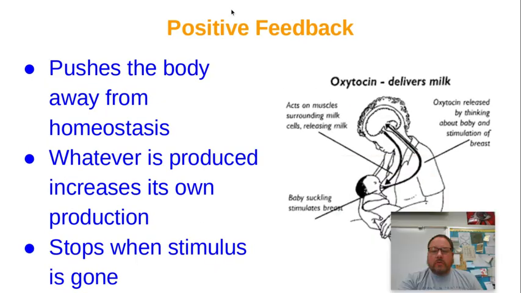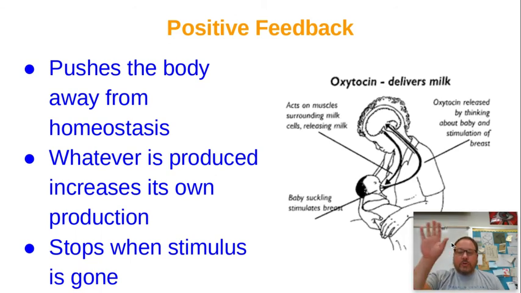Positive feedback, the way I remember positive feedback, I think positive pushes away from homeostasis. So whatever end product is created will actually enhance its own production. I think in the first lecture we talked about childbirth. Another example of positive feedback is lactation. So the suckling of an infant is a stimulus. That stimulus is detected by the mother's body and causes the release of a hormone called oxytocin. Oxytocin makes the muscles surrounding the milk ducts contract, which causes the release of more milk.